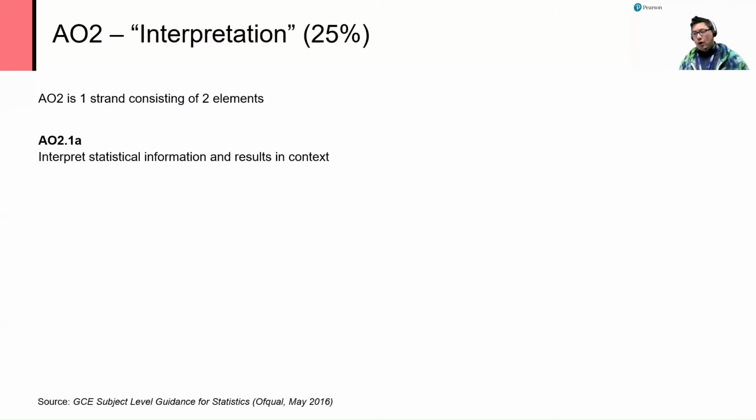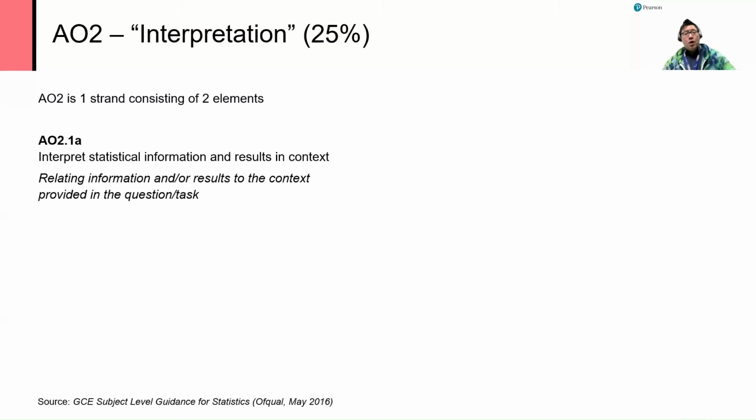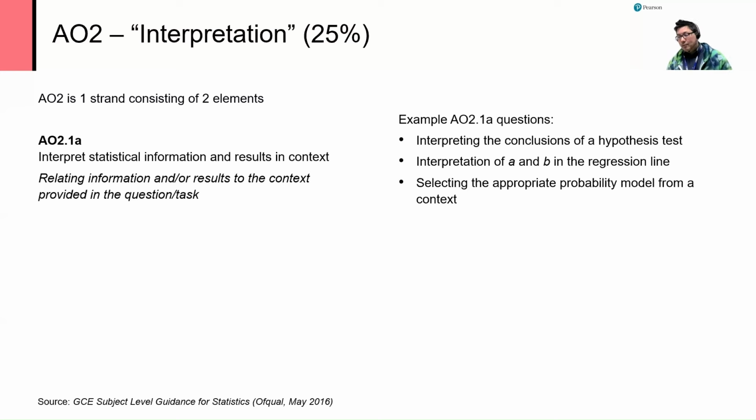The first one is AO 2.1a. And that is, can you interpret statistical information and results in context? So what I mean by that is relating all the information, all the results that you've got to the context that is given in the question or the task involved. Now, some example questions you might get from that would be things like interpreting the conclusions of a hypothesis test, or, for example, interpreting the a and the b in the equation of the regression line, or selecting the appropriate probability model from a particular context.